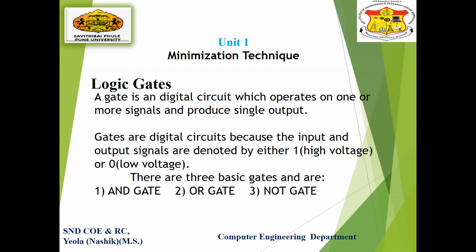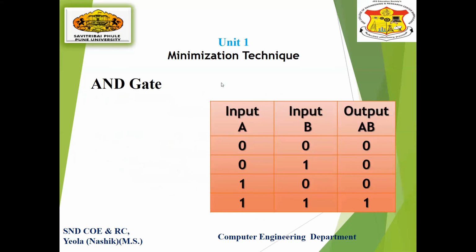We can say that logic gates are operators which have one or more inputs applied, but the output should be one, because a single output is the basic characteristic of a gate, which is used for either high voltage or low voltage. Then we go for the AND gate. We have input A and input B. With this, we know how we can calculate the output as A AND B.